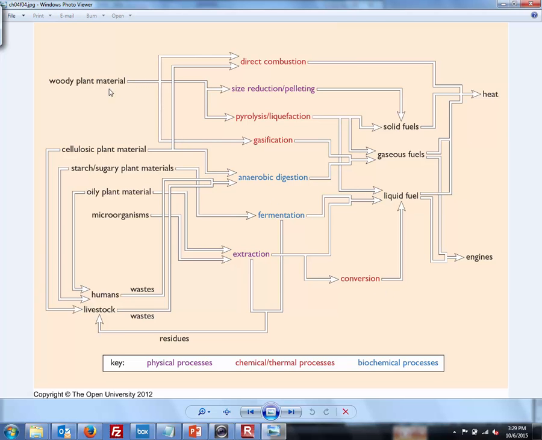What would be another one? Let's go back up to the top here. Woody plant material, size reduction, pelleting. There's your wood stoves. Patrick Brown came in. He talked a little bit about some of his processes. Obviously, that woody material has to get broken down before it can then get pelletized. And there you go. There's your solid fuel. And we had an example of that last week with Patrick Brown's solid fuel. And again, there goes your heat.